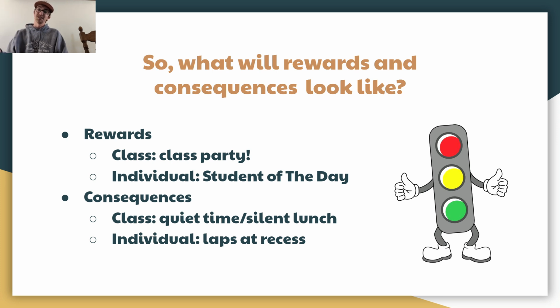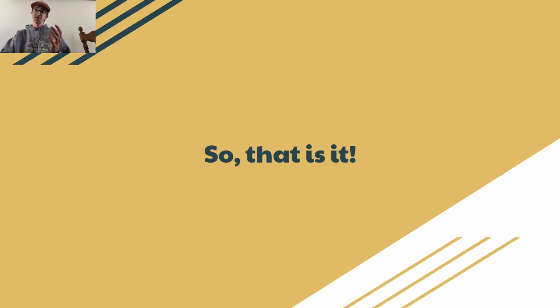And then for class consequences, quiet time, silent lunch, those kinds of things where they're not able to interact with one another. It's something that none of them really like. And then obviously for individual consequences, it could be something like labs at recess. And that's it. I'm so sorry for some of the delay and some of the stuff that's moving around, but that's essentially my classroom procedures.